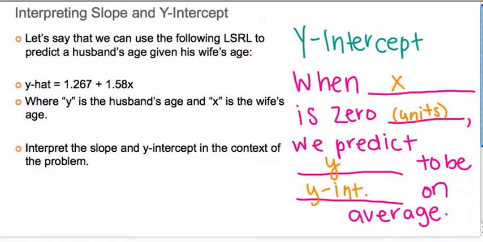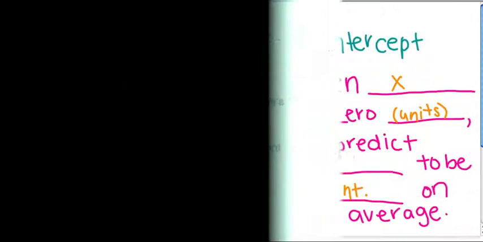Now, using this same example, we're going to interpret the y-intercept in context. I gave you the format for how you should put your answers here. It says, when x is 0 units, we predict y to be the y-intercept on average. And again, you're going to put this in context.